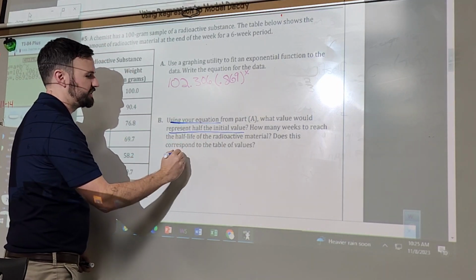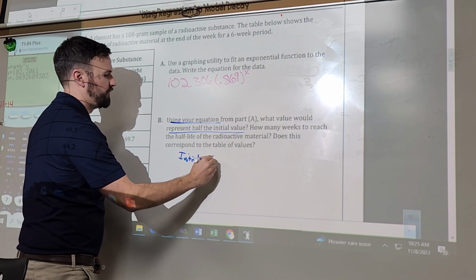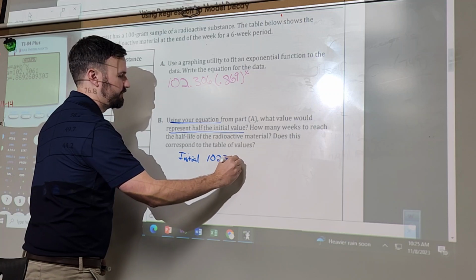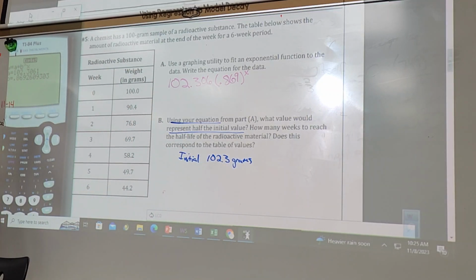Using the equation, we're going to say the initial value is 102.3 grams. Why is this different than the table? Does the equation account for it 1-to-1? The equation gives you an estimate. And that's what 2.6 was about. It's about residuals. They're going to be off a little bit.